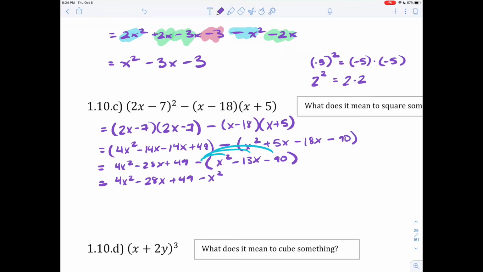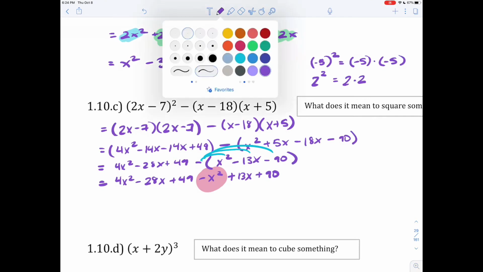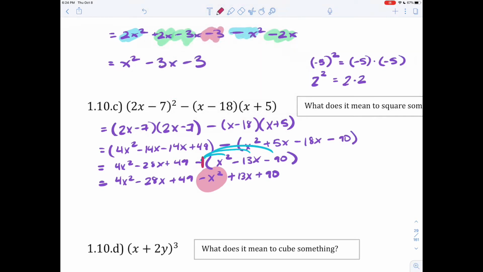So when I distribute that, I get negative x squared, positive 13x, and positive 90. The big mistake is that people only distribute that negative to the first term rather than every single term in the bracket. But again, remember that this is essentially a negative 1 that we're distributing to each of those terms.